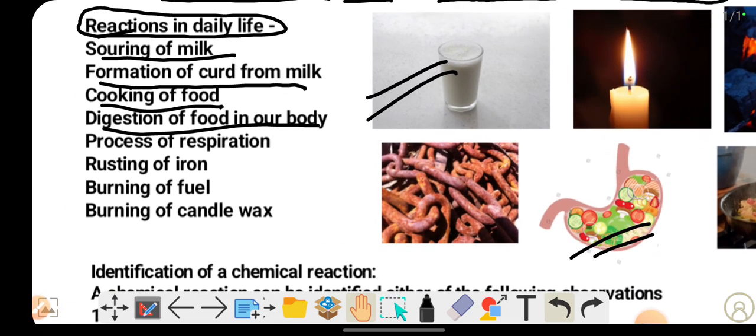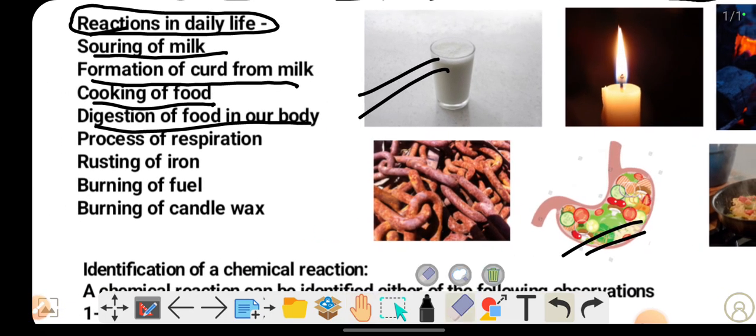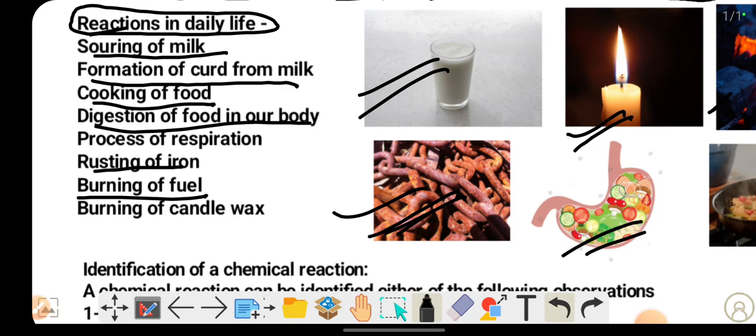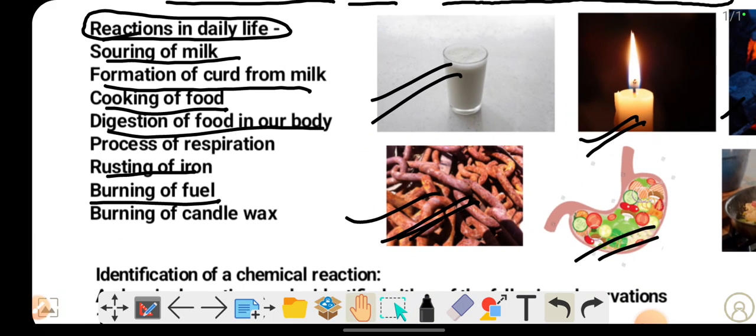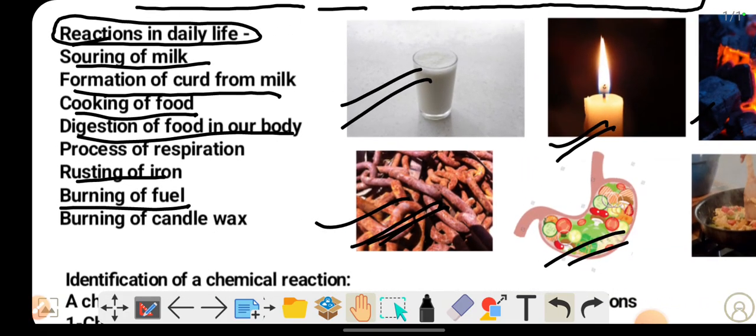Okay, and the process of respiration is also a chemical reaction. Rusting of iron, like this. And burning of fuel, like this. This is the burning of fuel. And burning of a candle. You will burn a candle at your home, like this. Okay, so these are the reactions that occur in our daily life.